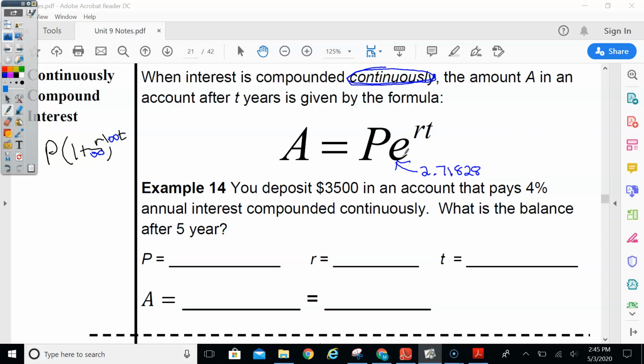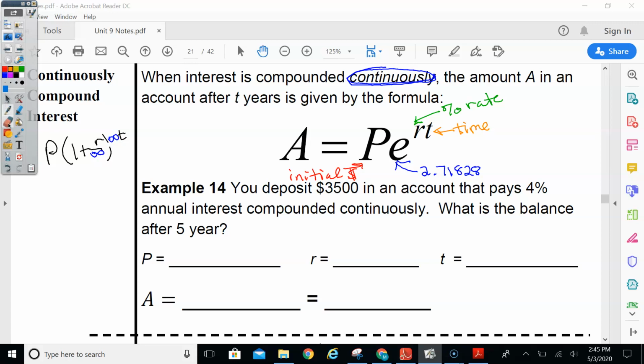That just means it's all the time. It's compounded every second of the year. But everything else is the same. So the P here is still the initial amount. The R is now part of the exponent, but it's still your rate as a percent. You have to change it to a decimal. And T is still the time.